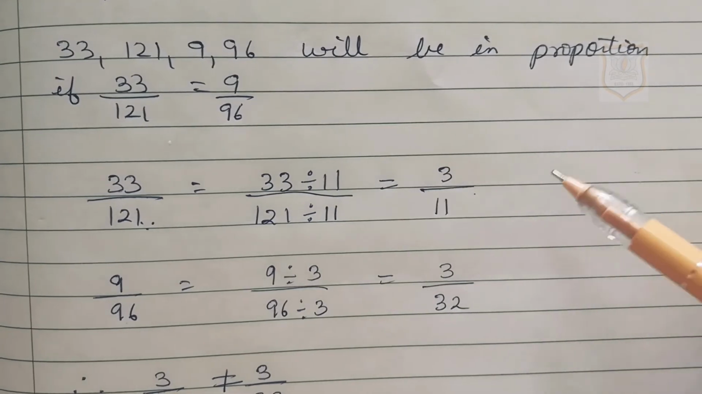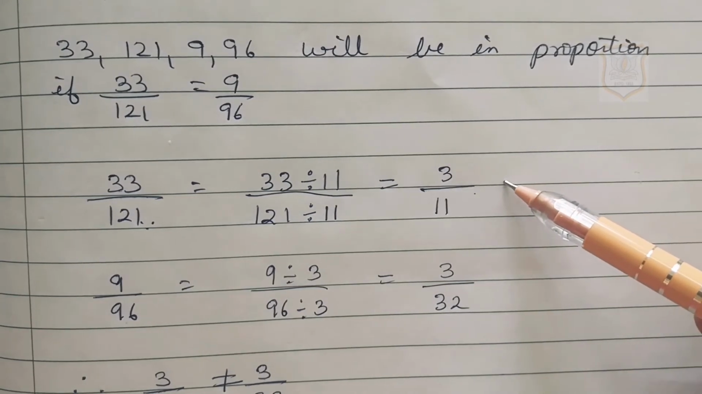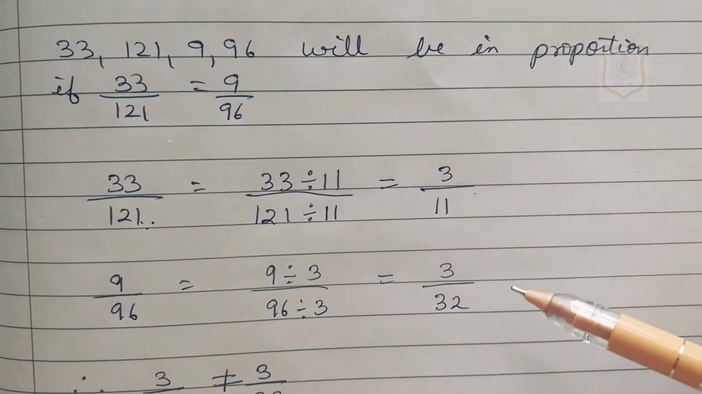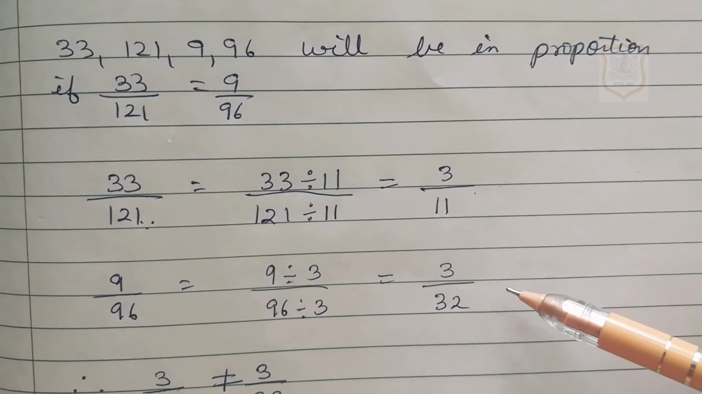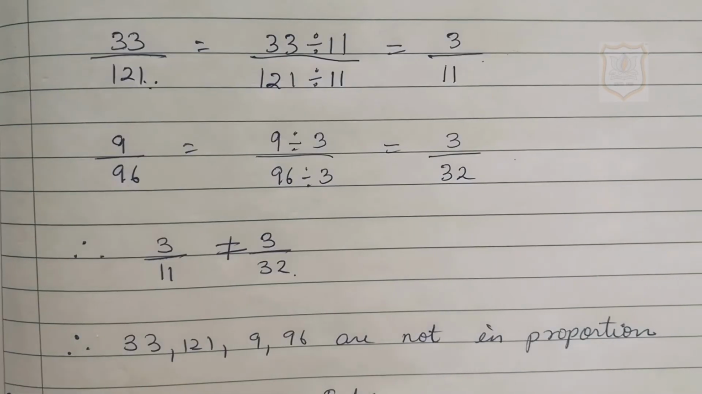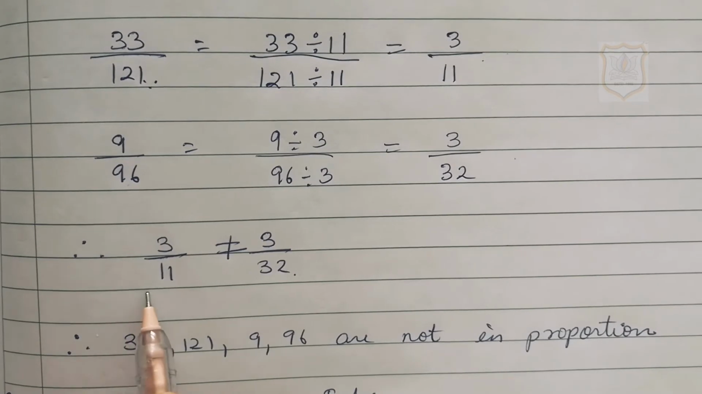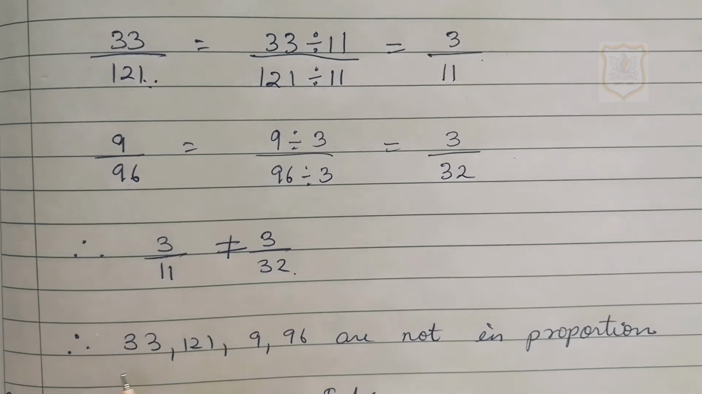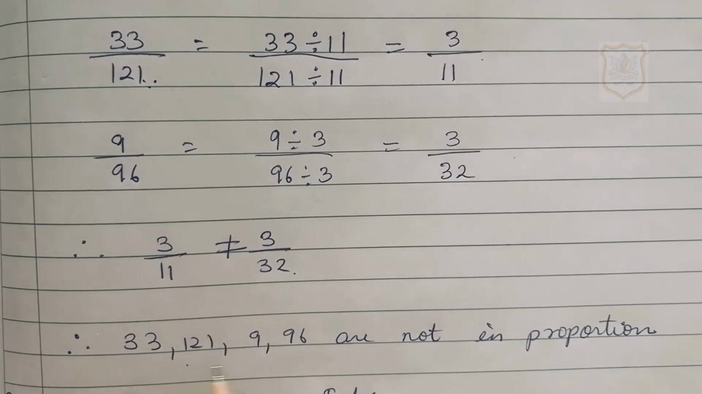Now you can see the simplest form of 33 by 121 was 3 by 11 and the simplest form of 9 by 96 is 3 by 32. So we can say that 3 upon 11 is not equal to 3 upon 32. Therefore 33, 121, 9, 96 are not in proportion.